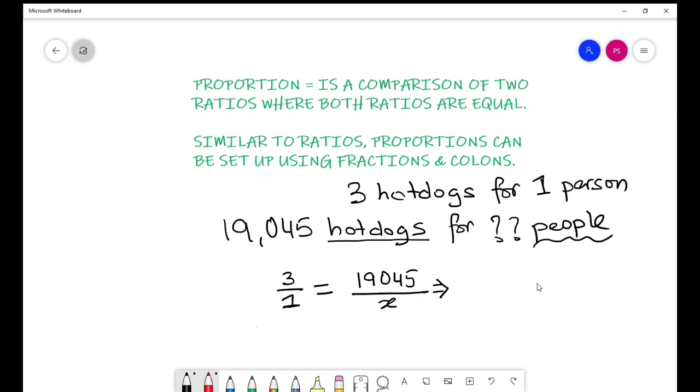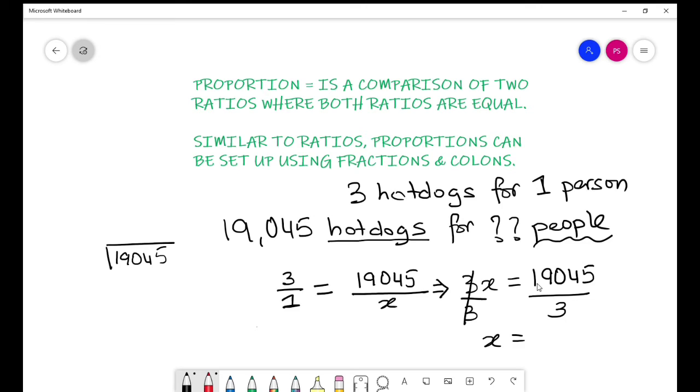When we cross multiply, 3 times x gives us 3x. 19,045 times 1 is 19,045. And once we have this, we solve it like a regular equation. We divide both sides by 3. And whatever this gives us, that's the number of people he can feed using 19,045 hot dogs. So let's do the math. Let's divide 19,045 by 3.